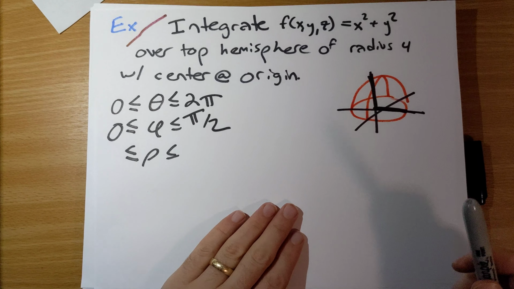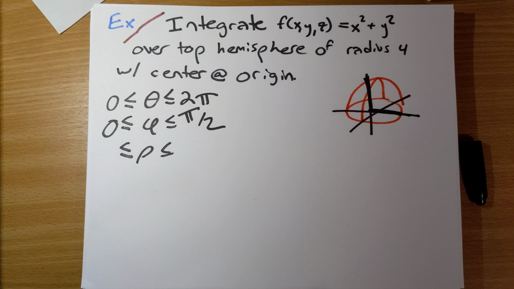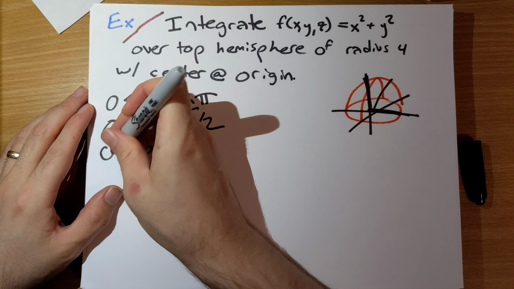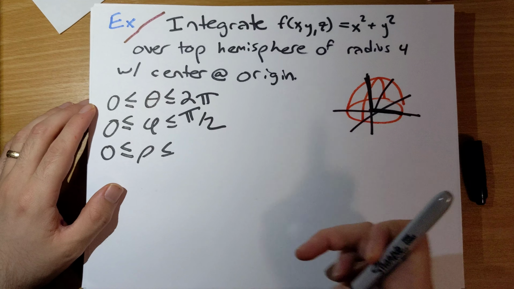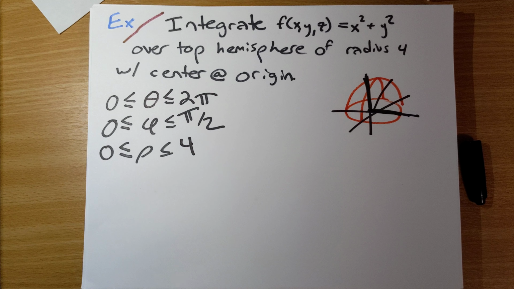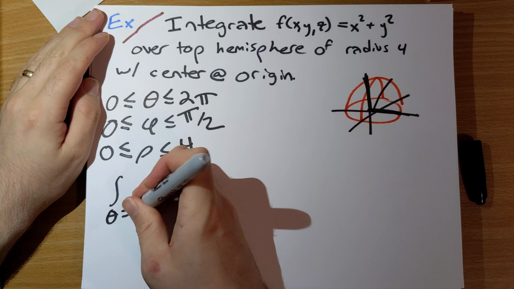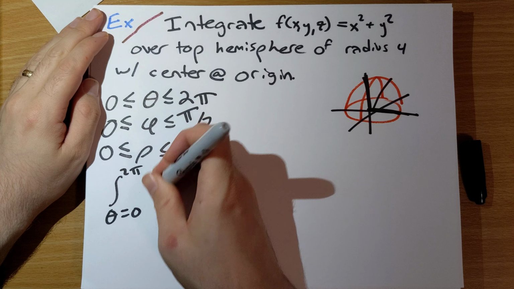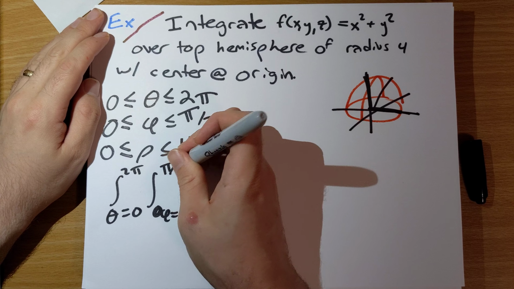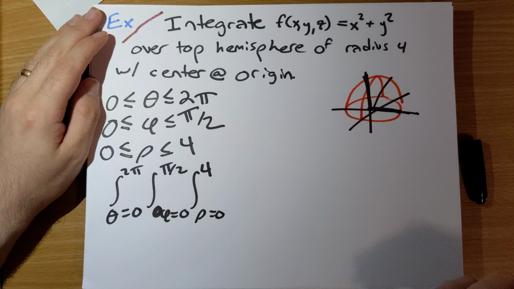If it was the entire sphere, this would be phi going to pi, but it's only the top hemisphere, so pi over 2. And rho runs from 0 to radius 4, so the biggest rho can be is 4. Okay, so our bounds here: theta running from 0 to 2 pi, phi running from 0 to pi over 2, rho running from 0 to 4.